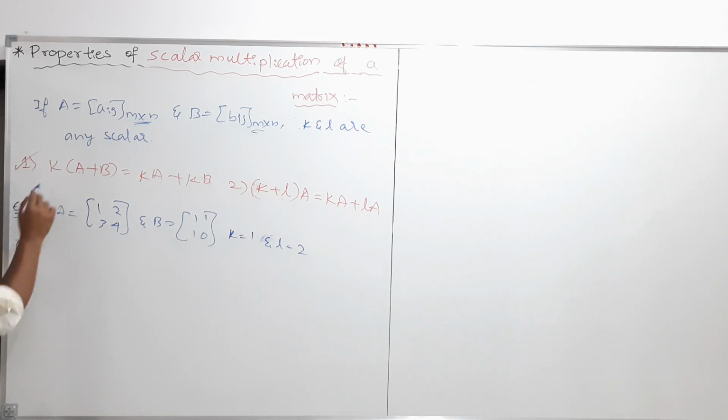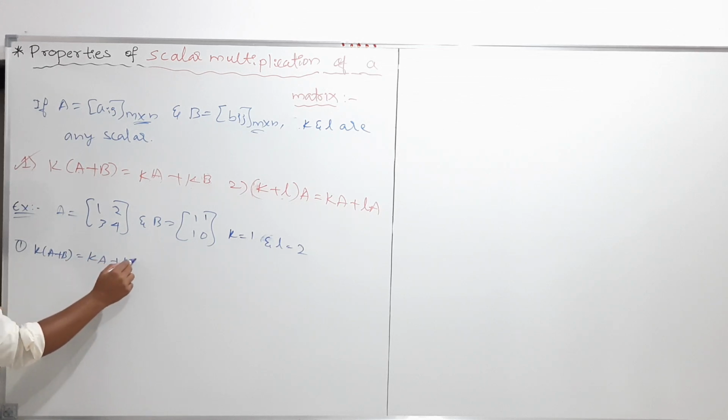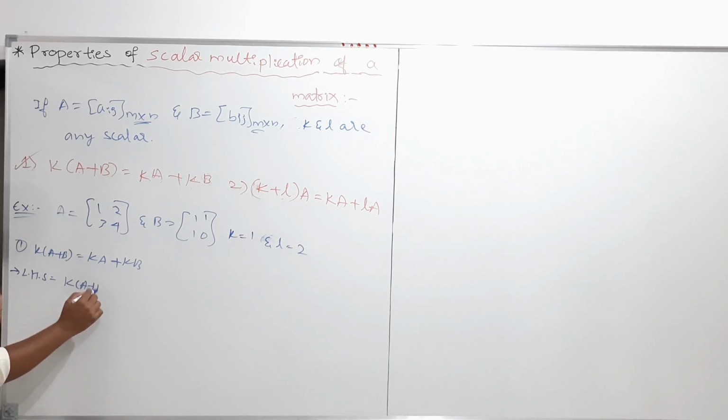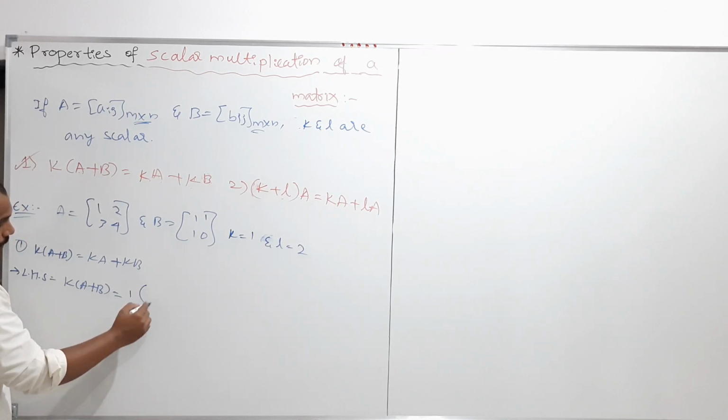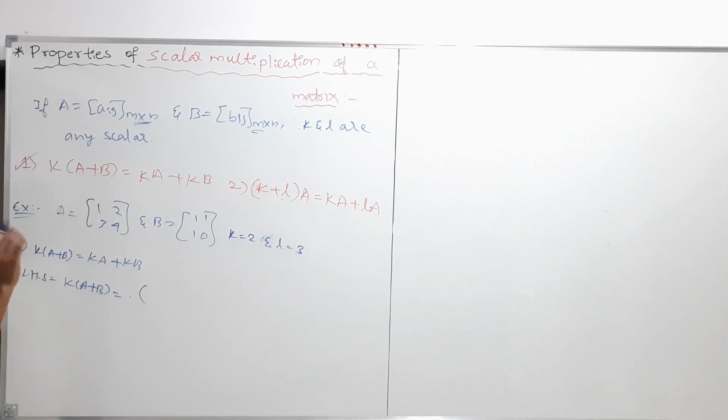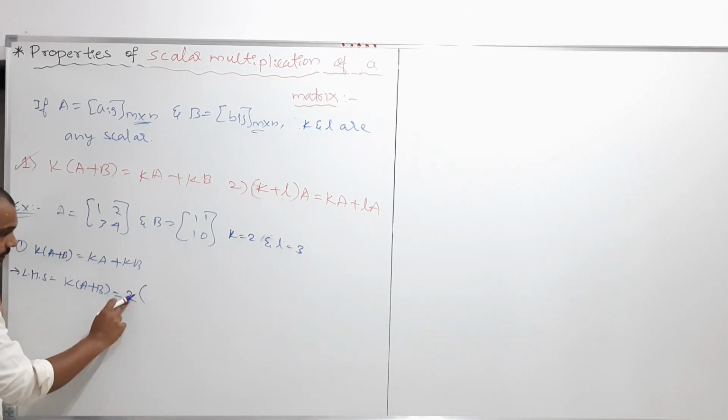Now I am verifying the first result. What is the first result? K into (A plus B) is equal to KA plus KB. This is the LHS part, left hand side, and this is the RHS part, right hand side. So I consider the LHS. LHS is equal to K into (A plus B). For the sake of understanding, if K is 1 you get the same value again and cannot get the concept. Therefore, I'm taking K value as 2.